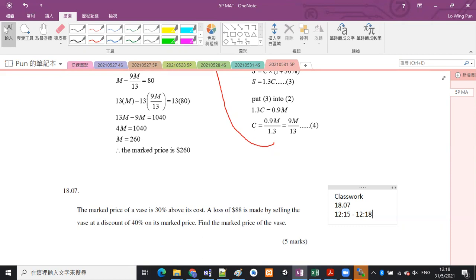Is my equation correct? Yes, good, correct. 1, 2, 3. Yes, all of them are correct. Good. Okay. The first sentence: the market price of a base is 30% above its cost. What is this percentage?